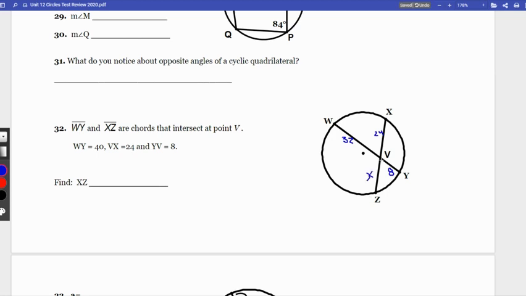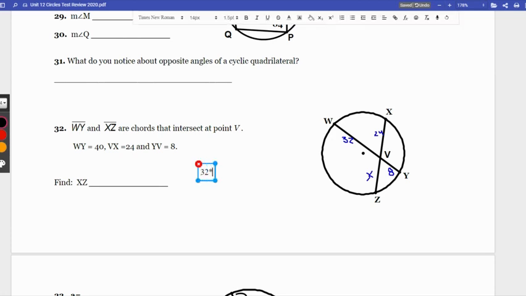I'm going to find segment VZ, because the property of chords that we learned in this chapter is that the product of the parts is the same for both chords. So I'm going to say 32 times 8. I think I'm going to go back to a text box for this. 32 times 8 must be equal to 24 times x. And then I can divide both sides by 24 and get x is equal to whatever 32 times 8 divided by 24 is.